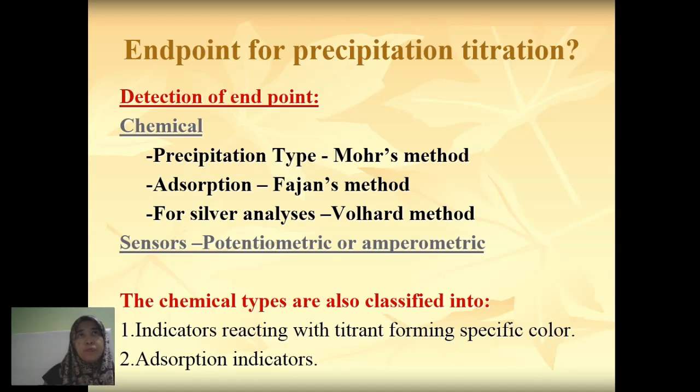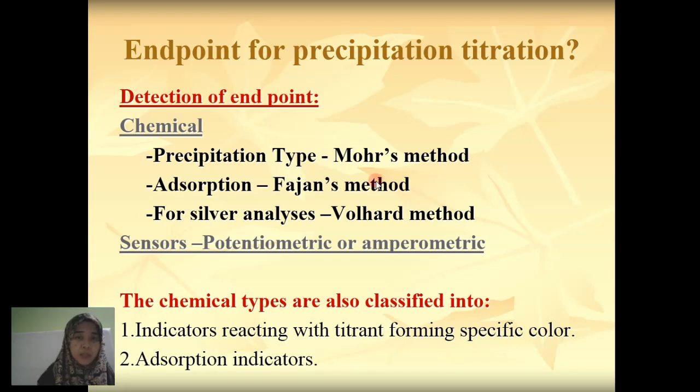We already know how to determine the endpoint for an acid-base reaction, right? We use the indicator. Basically, the same goes for the precipitation titration. We use the indicator. In the precipitation titration, there are a few methods. The first one is chemical, and for the chemical itself, there are three types.